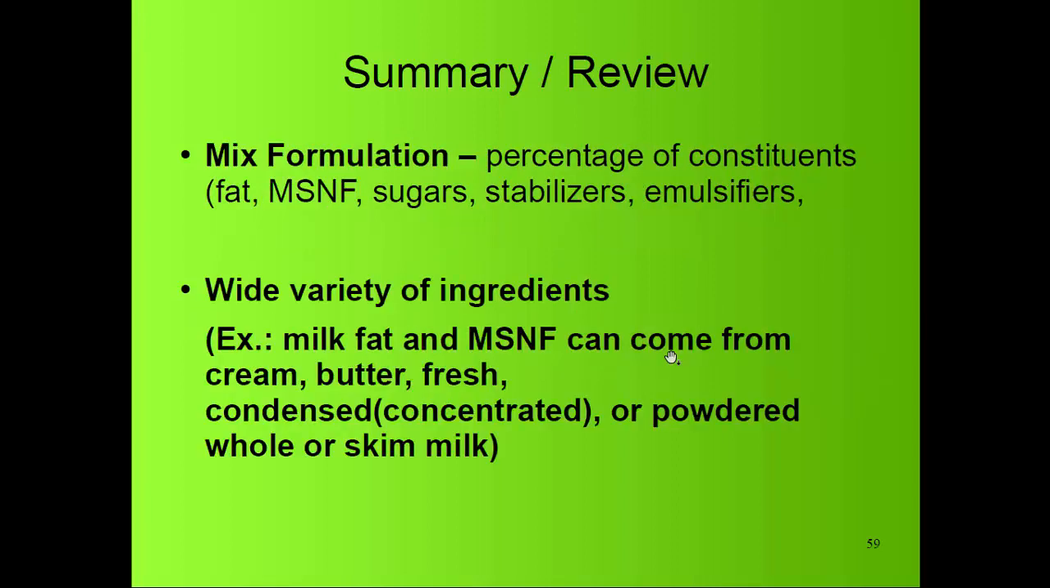Mix formulation is a percentage of the constituents: the fat, the milk solids not fat, the sugar, the stabilizers, and the emulsifiers. And there's a wide variety of ingredients, right? So milk fat and milk solids not fat can come from cream, butter, fresh, condensed or concentrated or powdered whole or skim milk.